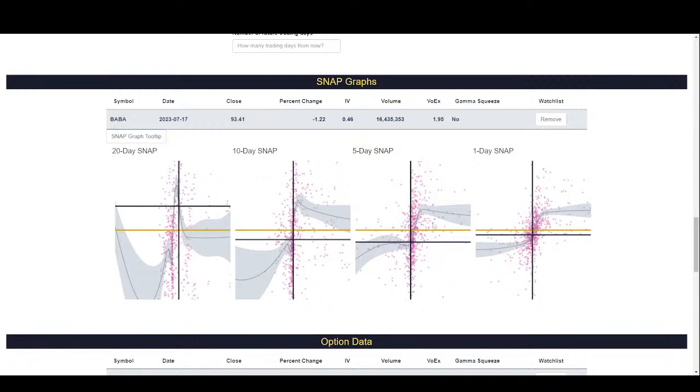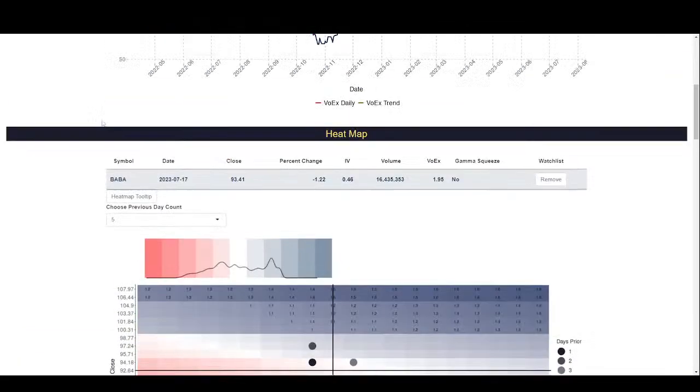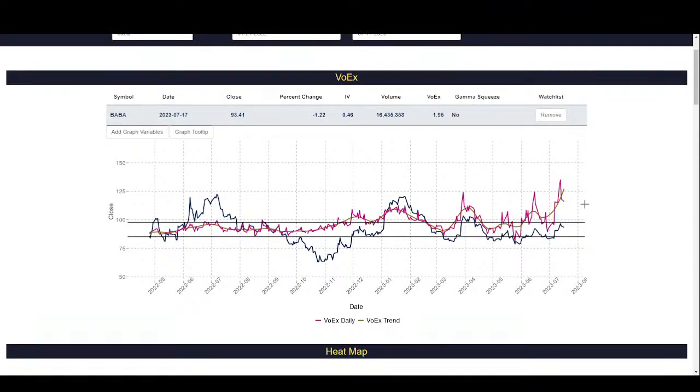Now, can anyone tell me why the closer dated snap graphs would be bearish and the 20-day snap graph would be bullish? What is the snap graph seeing in Voex? I'll give you guys a couple of seconds to think about it.